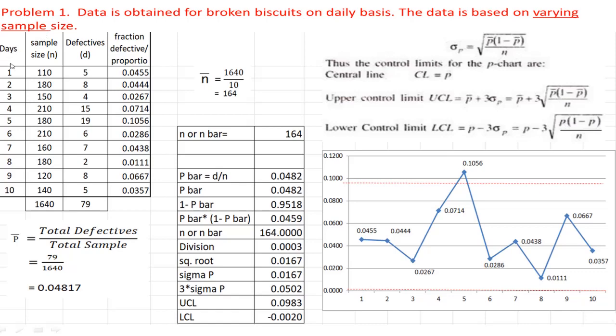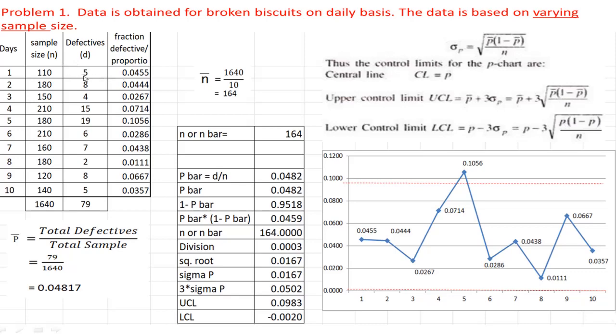Let's consider that the first column is related with number of days, the second is related with samples, and the third with defectives. This much data is given in the exam also. We have to find the fraction defective, and for fraction defective we know the formula: total defectives divided by total number of samples. Fraction defective is calculated by dividing D by N, that is defectives divided by samples, and here we will get the fraction defective value.